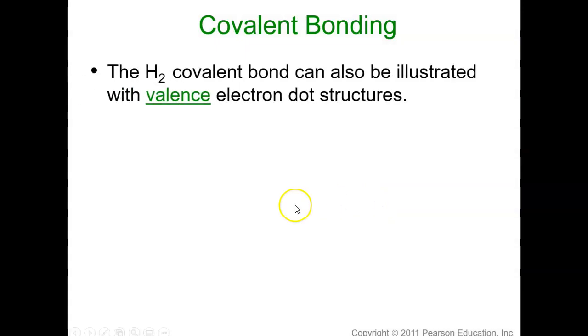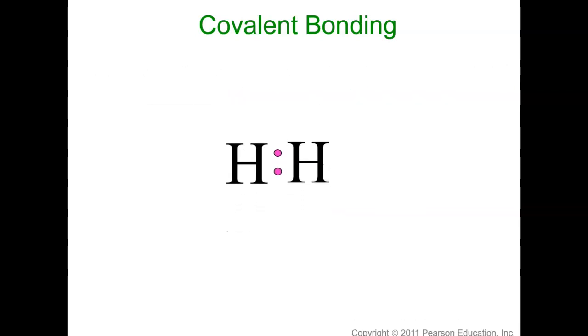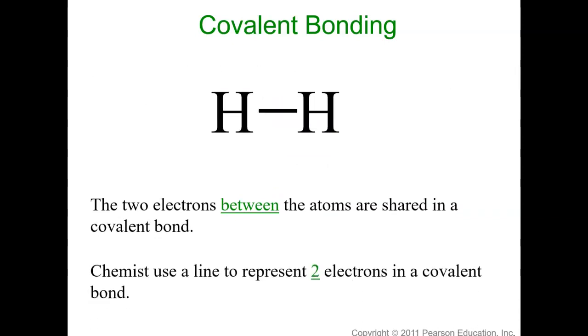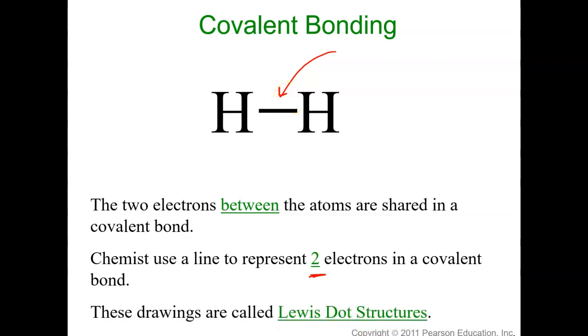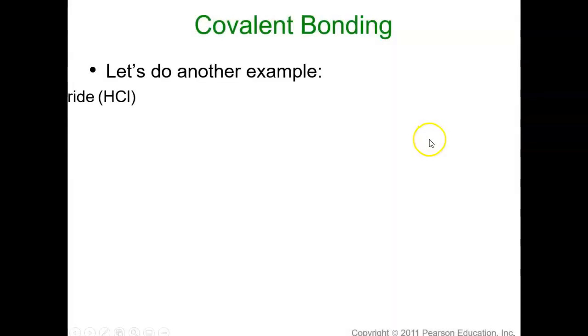So what we use is this valence electron dot structure, or a Lewis structure. And so we use dots to show our 2 valence electrons, and then we put them together, and now they're sharing the electrons. Now, how we show that they are shared is we draw a line. And this line represents 2 electrons. And this is a covalent bond. Both these hydrogens are sharing their electrons. And we call these Lewis dot structures. So this hydrogen believes it owns those electrons, and this hydrogen also believes it owns those electrons. But in fact, they're both sharing. Let's look at another one.